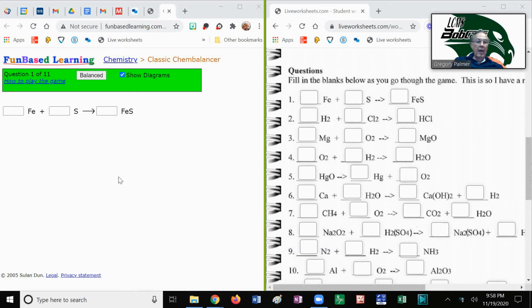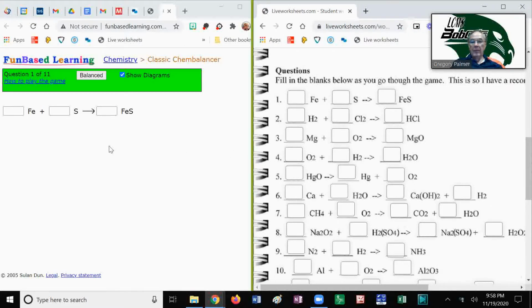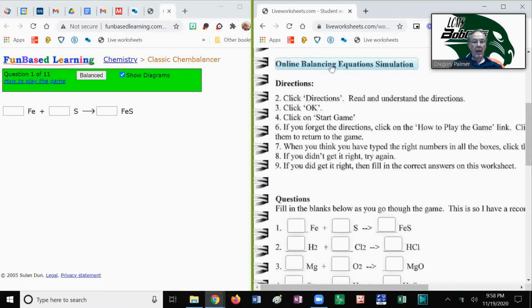Okay, as I said the other time, getting started on balancing chemical equations can be a little bit tricky. So in this exercise, I had you working on this online chemical balancer up here at the top. You click on the link and it'll take you to here. I put an ad blocker on this because there's a lot of pop-ups.